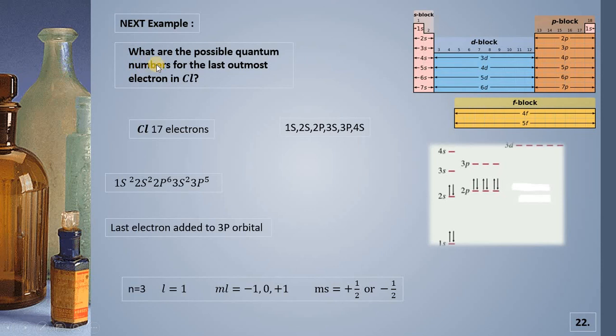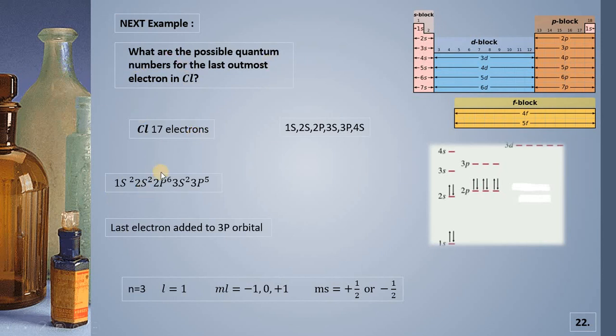Now the next example, using chlorine. Remember, before going into the next example, this is the S block on the periodic table, this is the D block, this is the P block, and this is the F block. Now chlorine has 17 electrons, and we want to know the location of the electron.